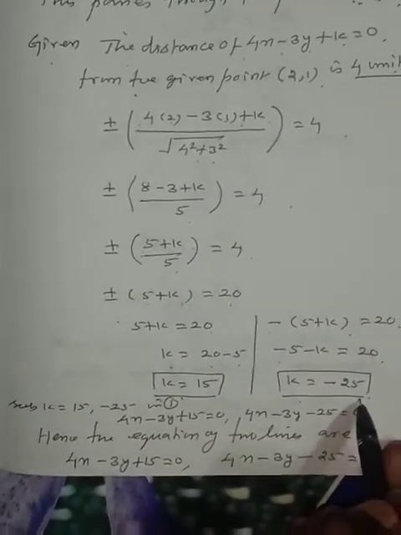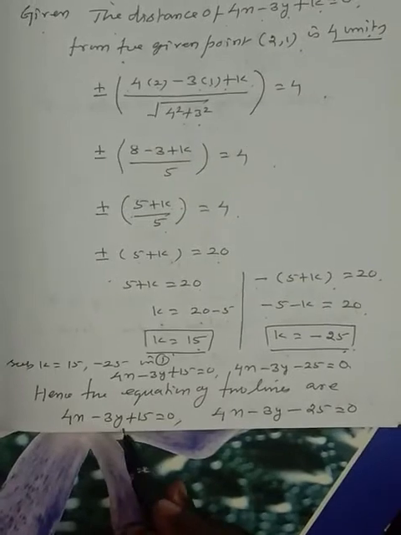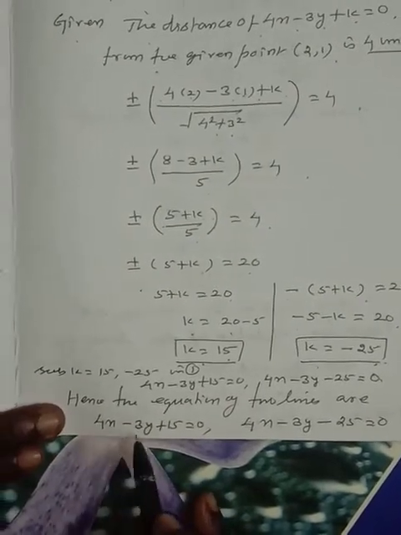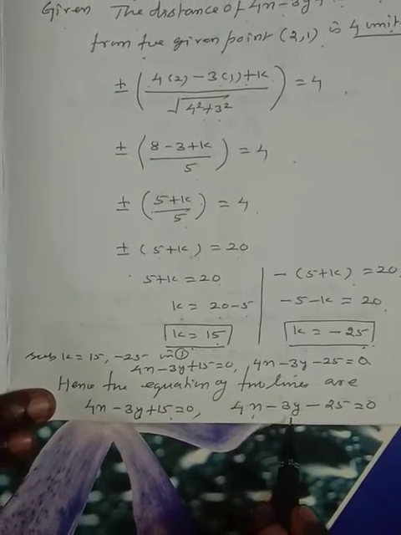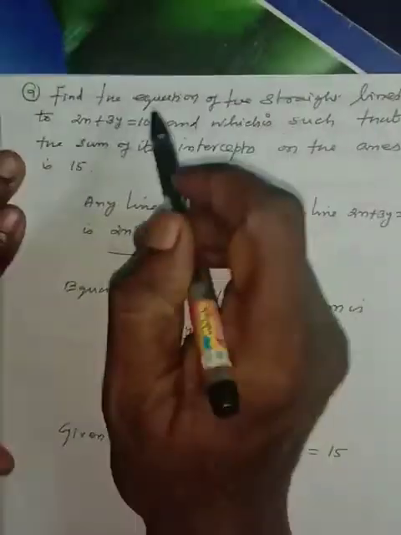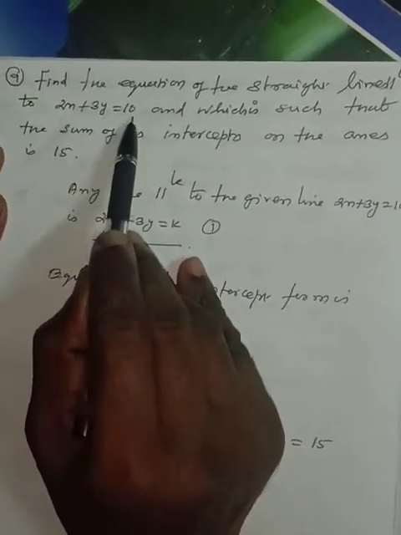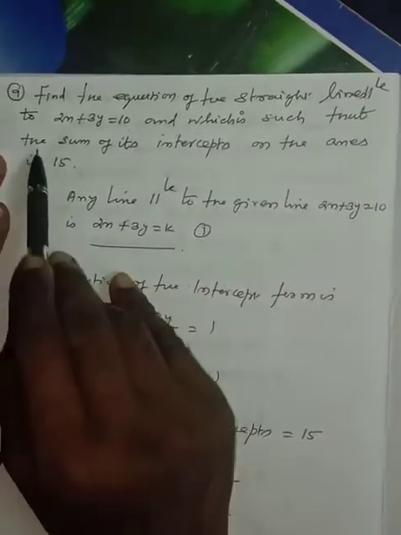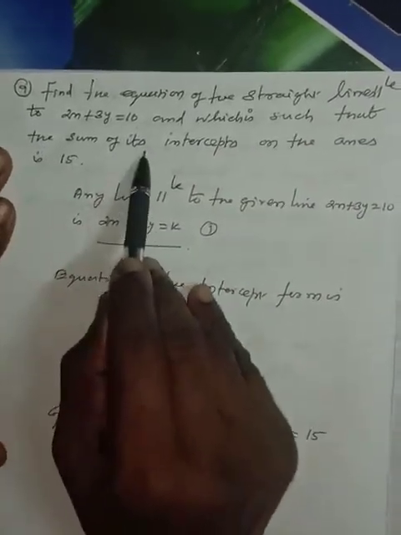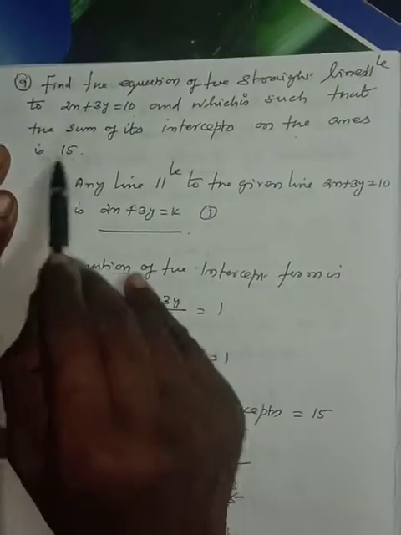Substitute k is equal to 25 and k is equal to 15 in equation number 1. We get the two straight lines, 4x minus 3y plus 15 is equal to 0 and 4x minus 3y minus 25 is equal to 0. Find the equation of the straight line parallel to 2x plus 3y is equal to 10, and such that the sum of its intercepts on the axes is 15.